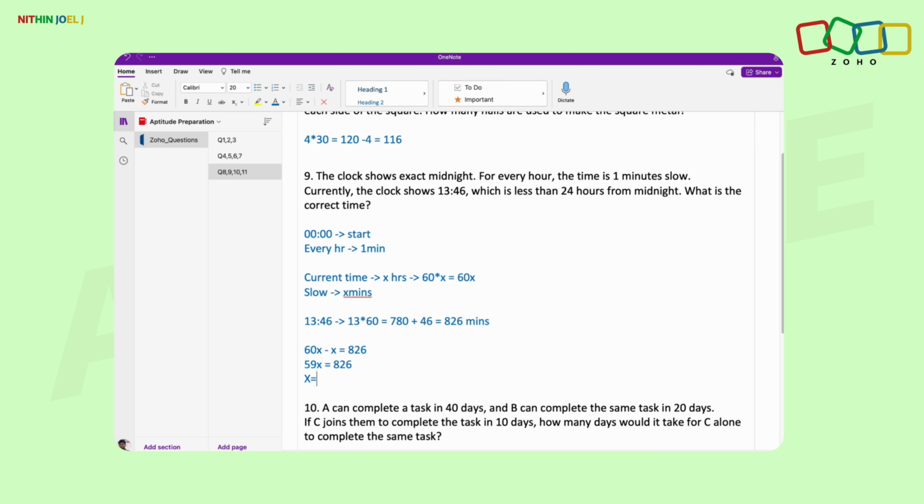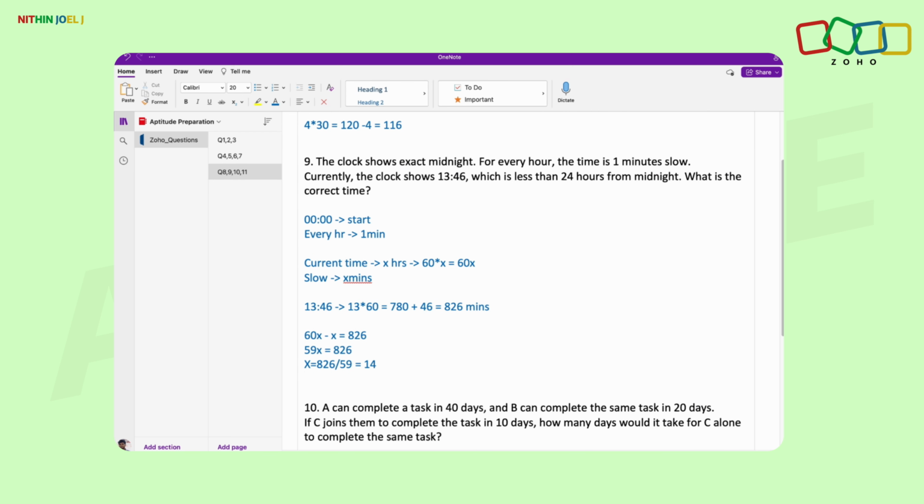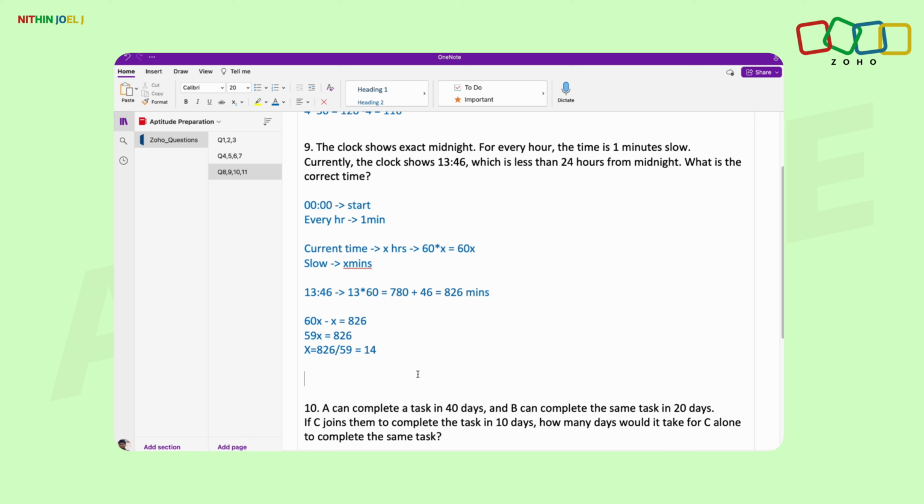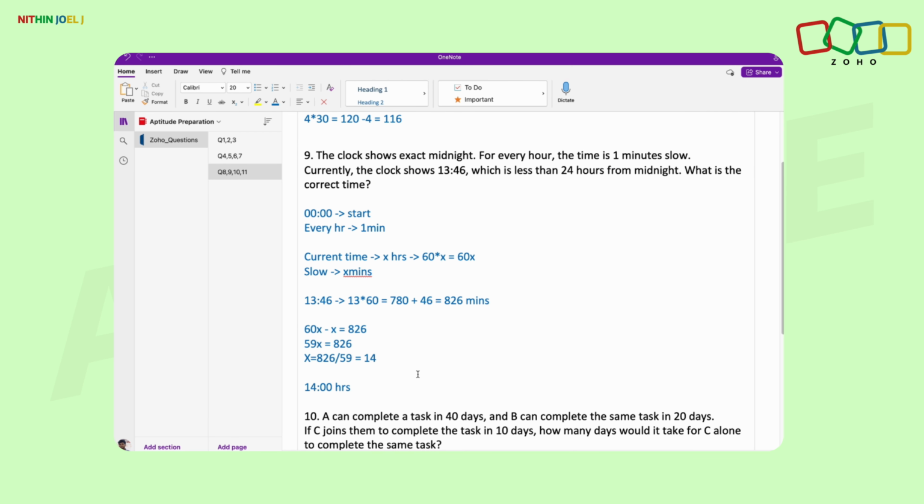And x is equal to 826 divided by 59, which is equal to 14. So 826 divided by 59 is equal to 14. We don't have any minutes here, and this is the answer. The correct time of our clock is 14 hours, which is exactly 2 p.m. So this is the answer for this numerical, guys, and let's move on to the 10th numerical.